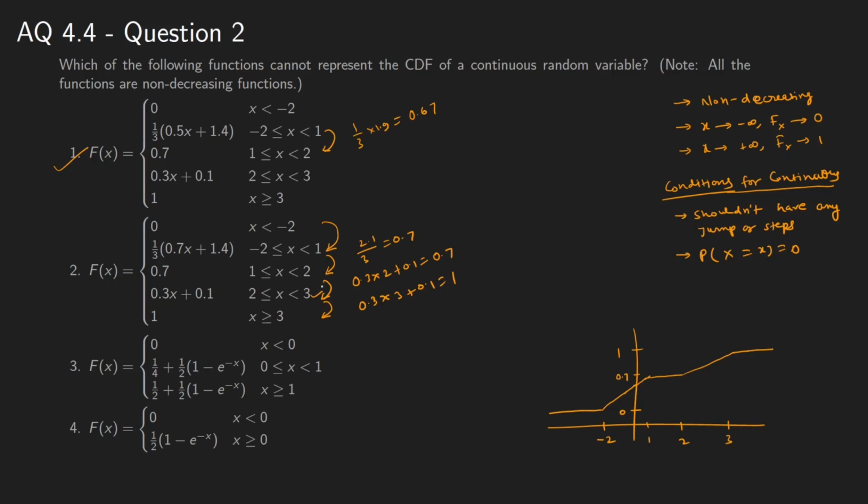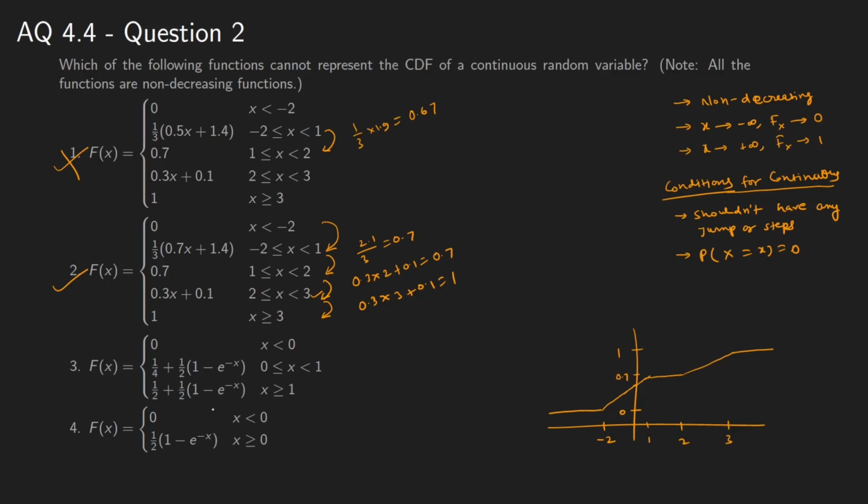So it means each transition of the function, whenever the function is transitioning from one piece to another, it is always continuous. It is not discontinuous, and it does not have any jump or steps at any point. So it can definitely represent the CDF of a continuous random variable. Sorry, it cannot represent. So it cannot represent a valid CDF of a continuous random variable.